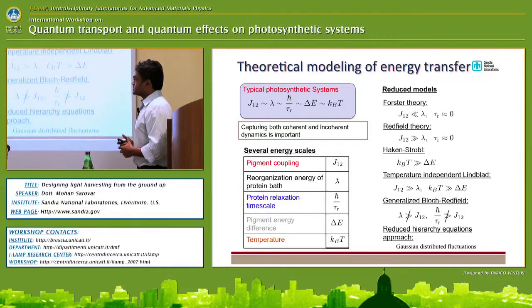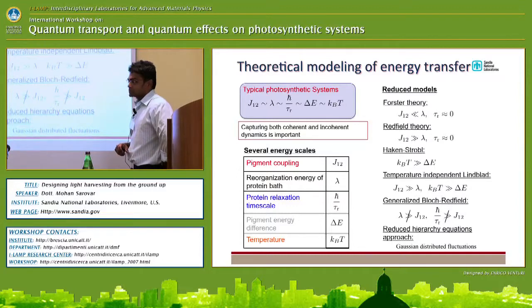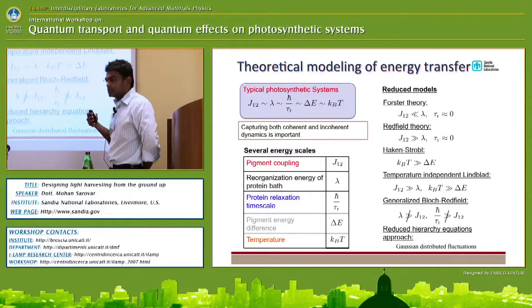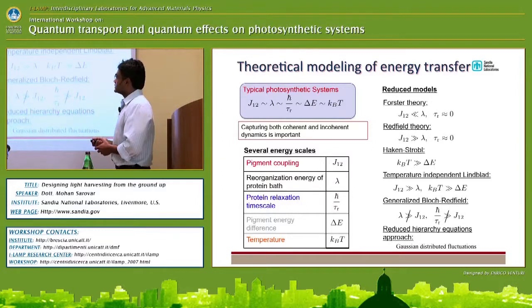The tricky thing about photosynthetic systems is that really none of these approximations is valid. Except for maybe the last one where the fluctuations are Gaussian distributed. But as far as energy scales go, everything is on top of each other, right? So usual approximations, you have to be a little careful with them, because you have to be careful about what you're throwing out when you make one of these approximations when modeling the system.